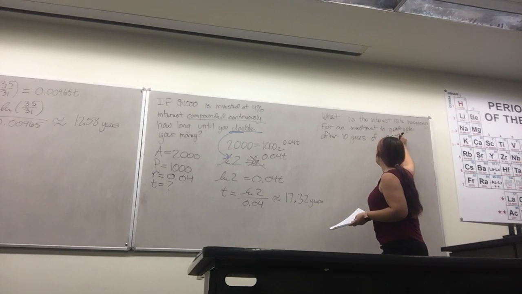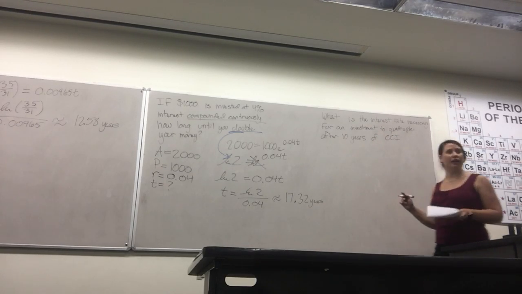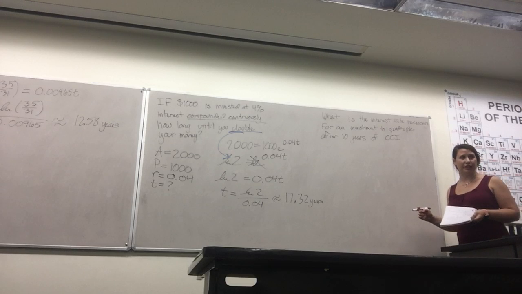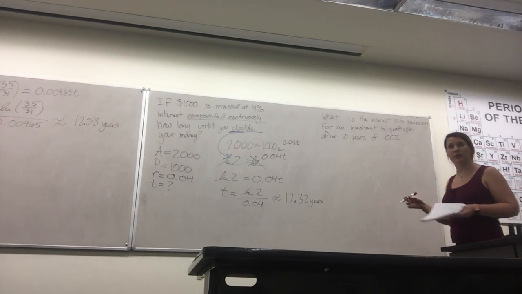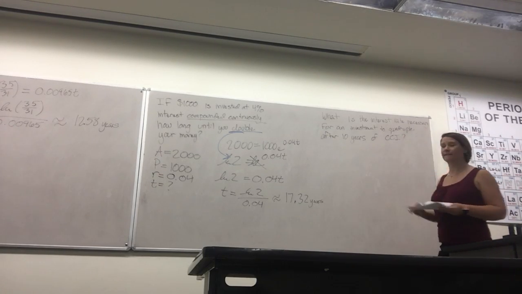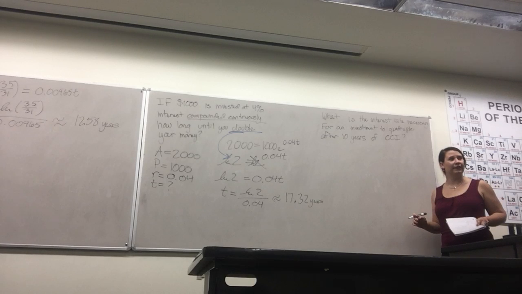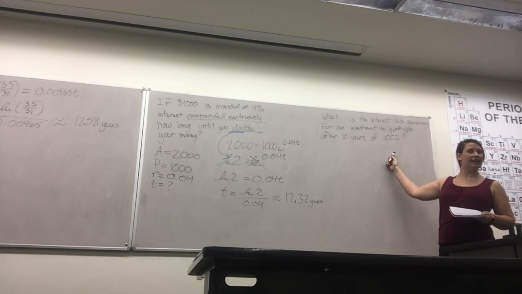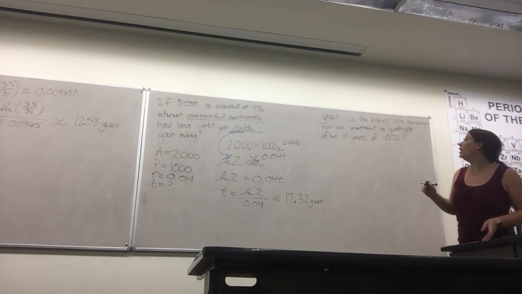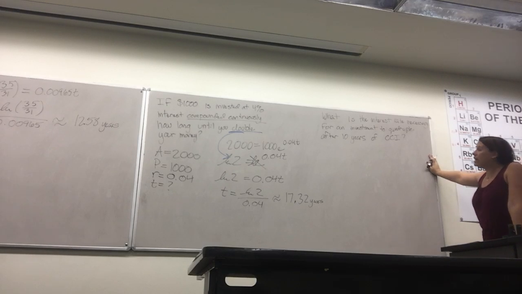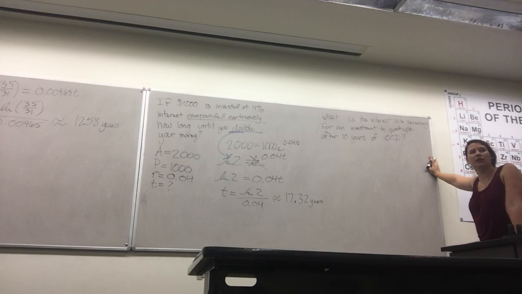I'm going to do it CCI, continuous compounded interest, because I'm just tired of writing and trying to figure out the O's and the U's and so on. Okay? What is the interest rate necessary for an investment to quadruple after 10 years of continuously compounded interest?